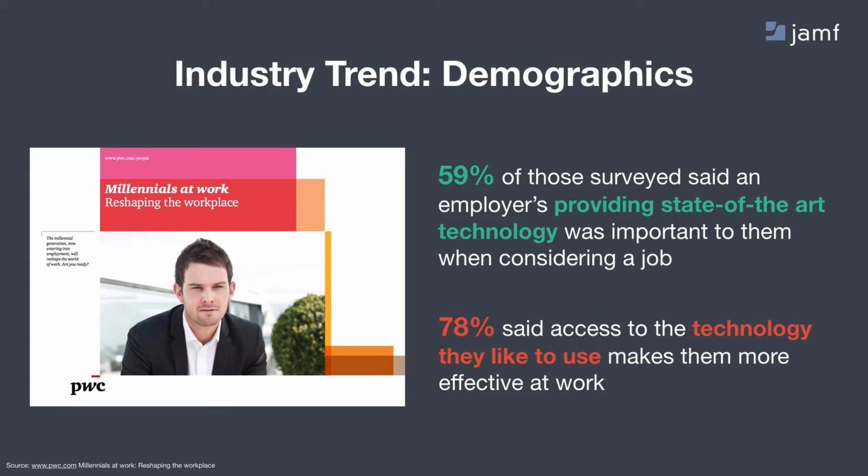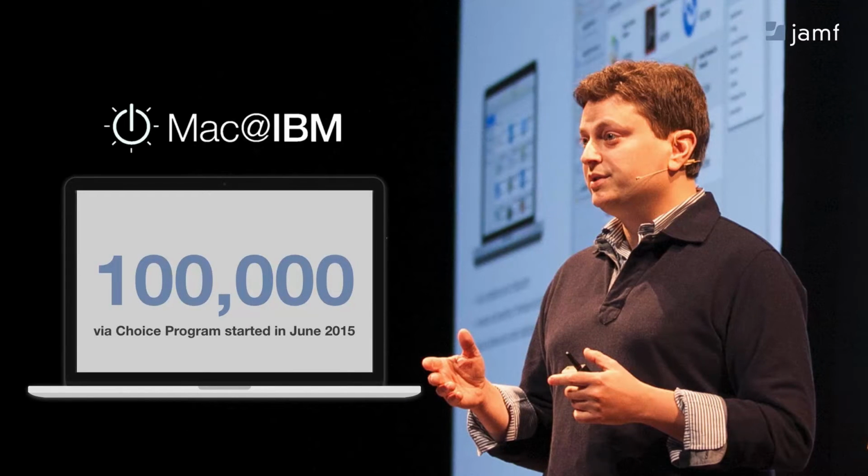Now, beyond just the PwC's survey here, we also see some evidence from some of these large organizations that are deploying Apple devices. You've maybe recently seen in the news that IBM is deploying a lot of Macs to their employees. In fact, they're now over 100,000 Macs. They happen to use Jamf to manage them, which is pretty cool. And this was done via a choice program that they started back in June of 2015. And they now are the world's largest Mac deployment out there.